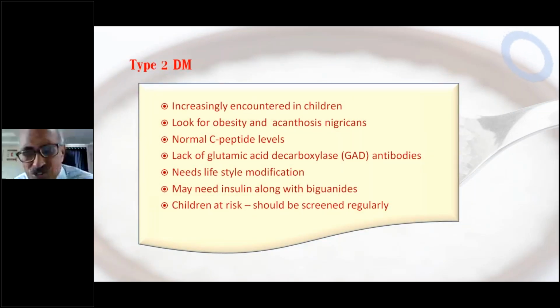Now, to conclude, a word about type 2 DM. We are not discussing type 2 DM at all because it's entirely different. But unfortunately, of late, increasingly we are coming across type 2 diabetes mellitus in children. Look for obesity and acanthosis nigricans. If they are associated with this, you must suspect type 2 diabetes. Normal C-peptide levels are there. Lack of glutamic acid decarboxylase, GAD antibodies, is typical, because type 1 diabetes is most often associated with GAD antibodies, not type 2 diabetes. There is need for lifestyle modification. Management-wise also, drugs and lifestyle modification are a priority here. May need insulin sometimes, with intercurrent infections, but it is not a mainstay therapy. Children at risk, if there is strong genetic predisposition or associated diseases, must be screened regularly. That is about type 2 DM.